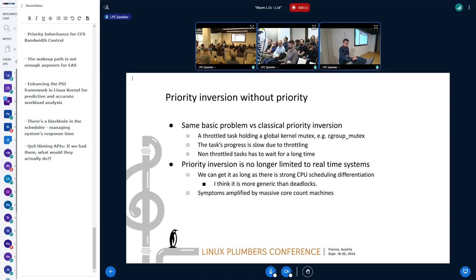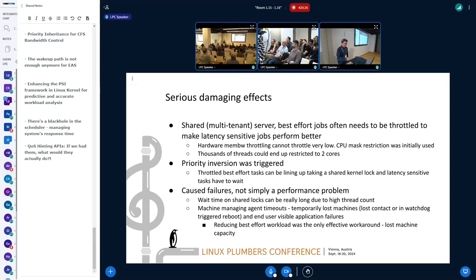So we usually don't get complete lockups from this kind of problem, but it can be amplified by the number of cores and number of threads. So on our larger machines, it can make things go really, really slow. Such a problem caused a lot of damage to our production servers.